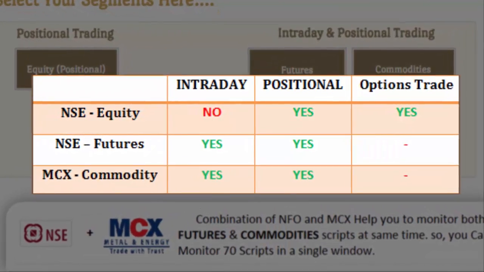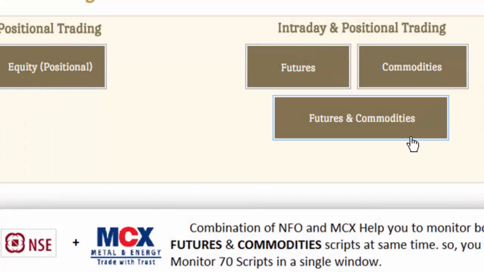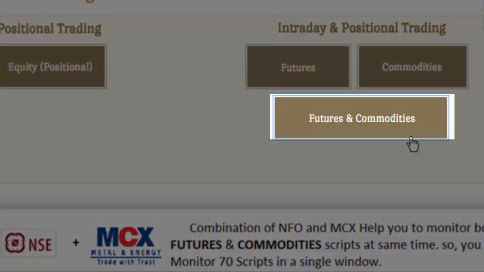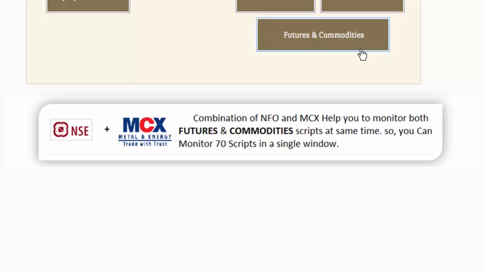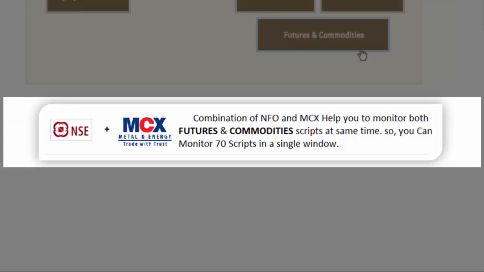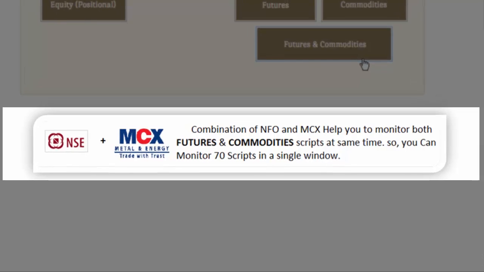NSE equity segments are available only for positional trading and option trading. There is no intraday. Next one is the future and commodities button. This button is enabled for the customers who purchased both market packs, NSE and MCX. Using this button, you can access more than 70 scripts in a single page: 52 NSE scripts and 18 commodity scripts.